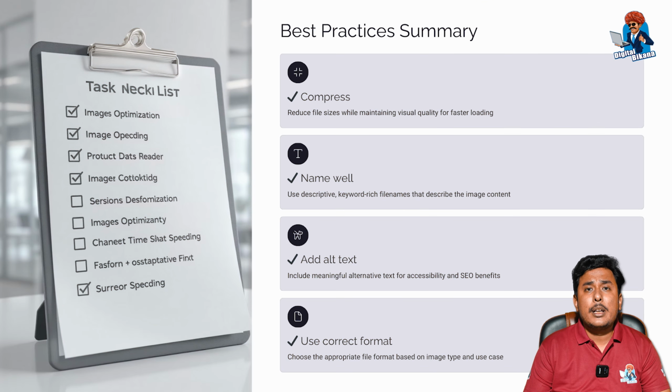Use compression tools, descriptive file names, alt text, correct formats, and responsive sizes to fully optimize images for SEO.